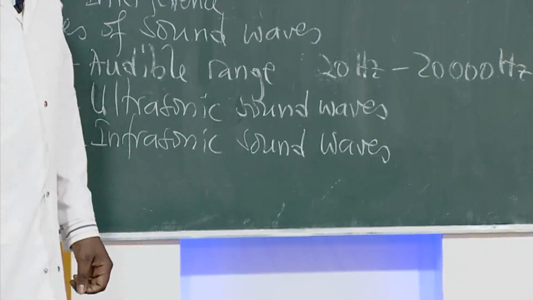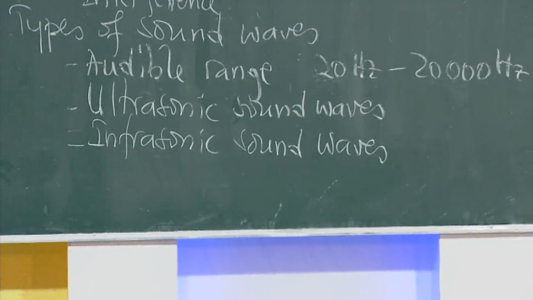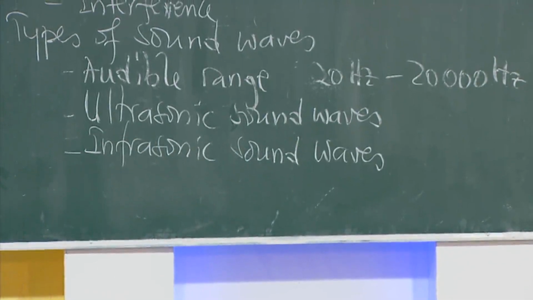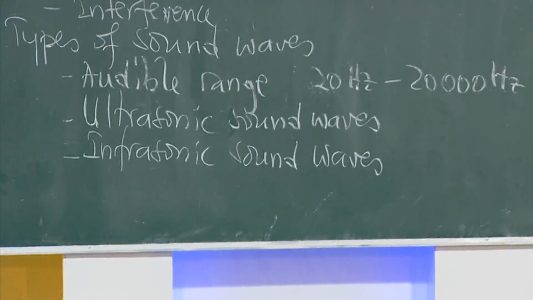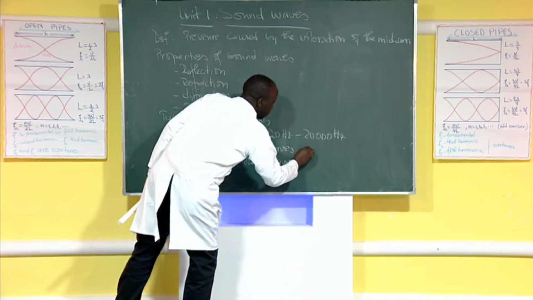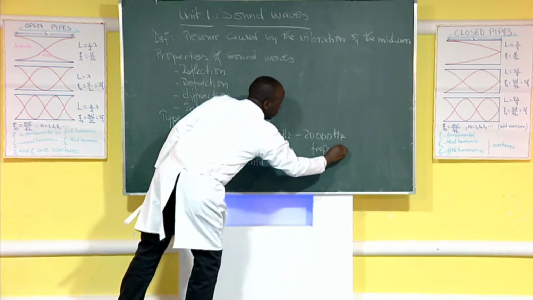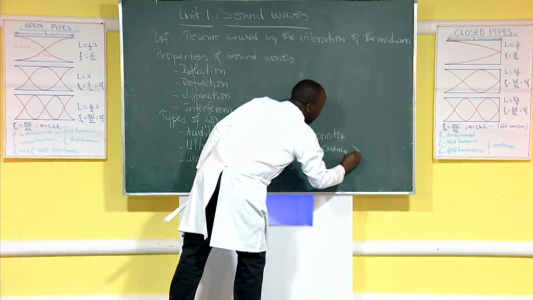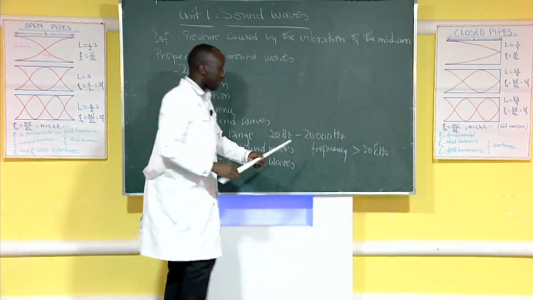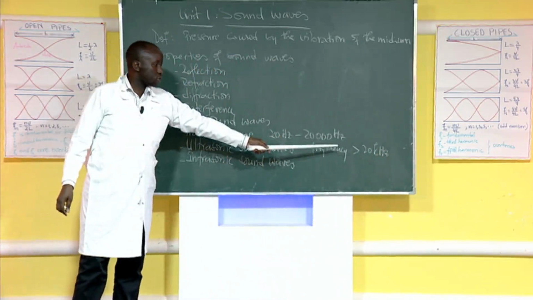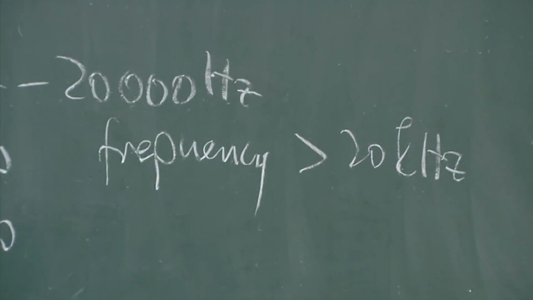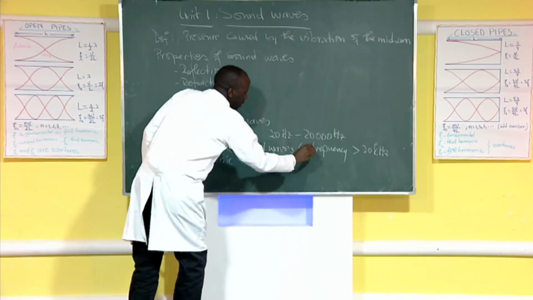These are the sound waves that have frequencies above the audible range. It means that they have a frequency which is greater than 20 kilohertz. If I say 20 kilohertz, you understand that this is 20,000 hertz, right? Okay, students.